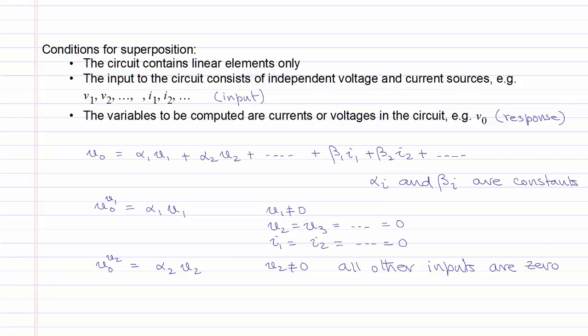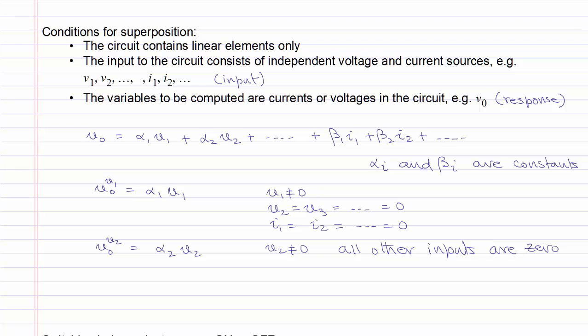This procedure can be continued to calculate the output due to one input only at a time. Substituting all of these values into the original equation, we will get V0 is equal to V0 due to V1 only, plus V0 due to V2 only, and so on, plus V0 due to I1 only, plus V0 due to I2, and so on. This tells us that the total output is the sum of the outputs due to individual input voltage and current sources, and we will make use of this in the analysis of electric circuits.